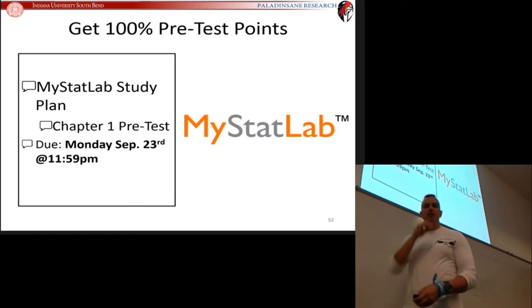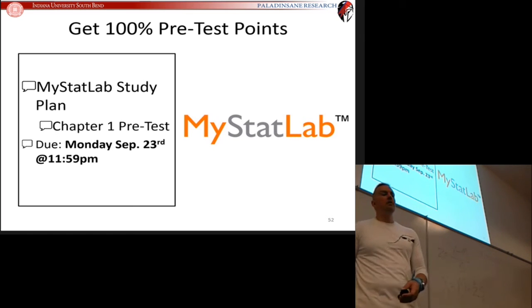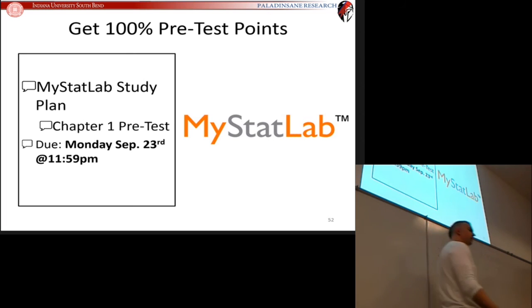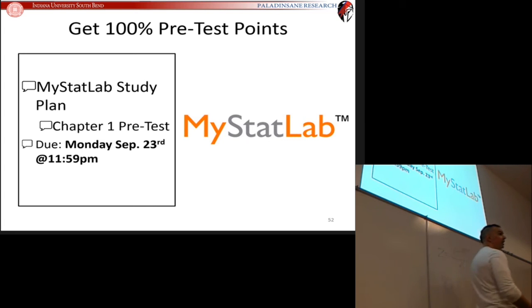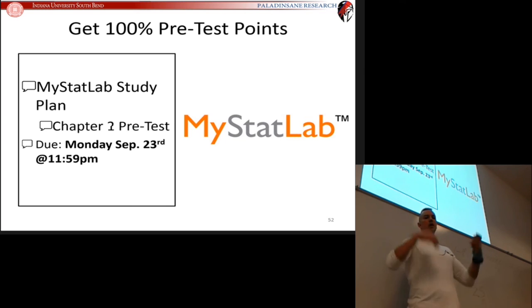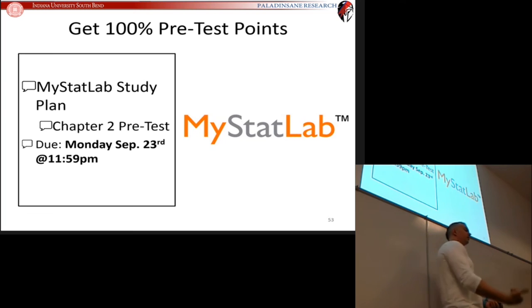And then just a reminder that if you are taking advantage of the pretest points to get 100% on your pretest, if you are taking advantage of the MyStatLab study plan and you're completing those mastery points, the deadline for that is midnight before the exam. So your last chance to complete those mastery points for Chapter 1 is midnight before the exam. Your last chance to do it for Chapter 2 is also midnight before the exam.